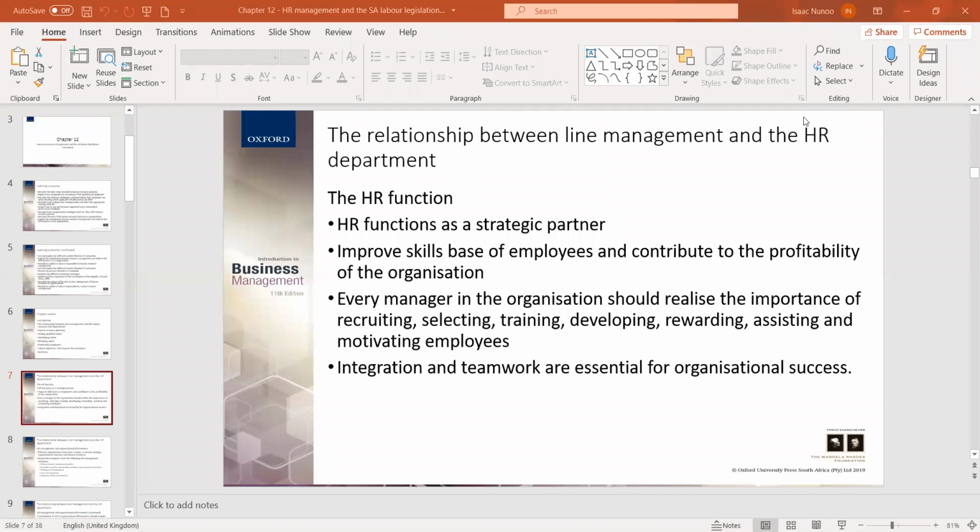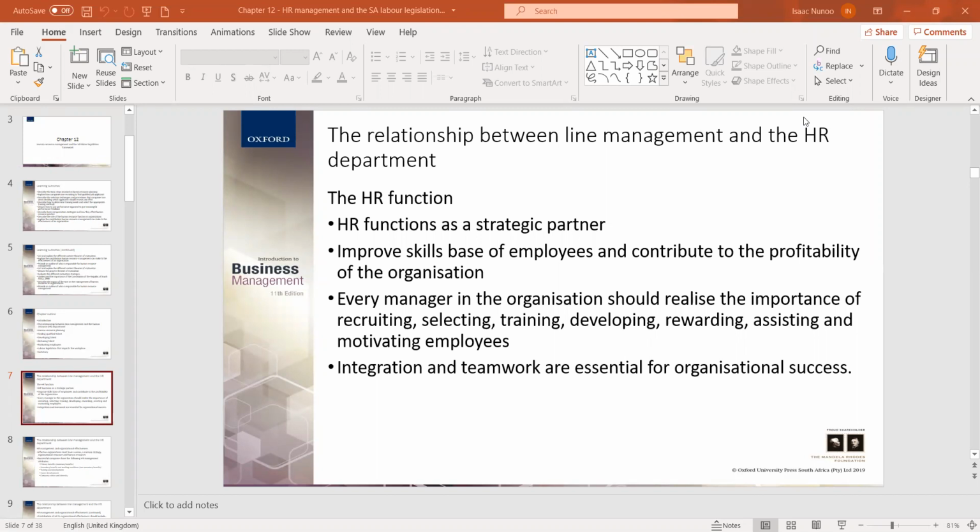So we begin our discussion with the relationship between the line management and human resource. And here we are going to start with the human resource function. The human resource is one of the important aspects in an organization because it plays a significant role as a strategic partner, and it also represents the organization regarding the people.